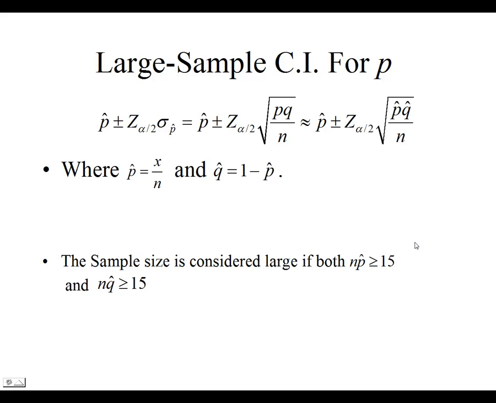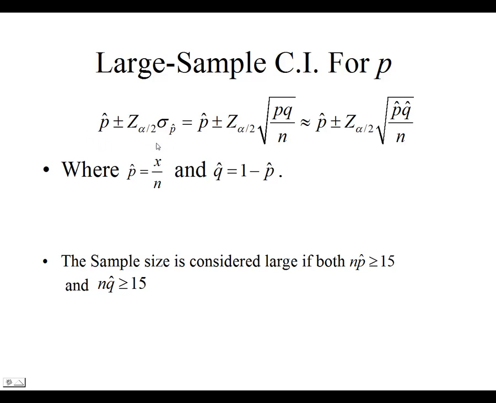Now we're trying to get a confidence interval for a population parameter, population proportion P. We're going to use P hat to estimate that. P hat is x over n, the number of successes divided by the total amount. And then Q hat is the complement, 1 minus P hat.